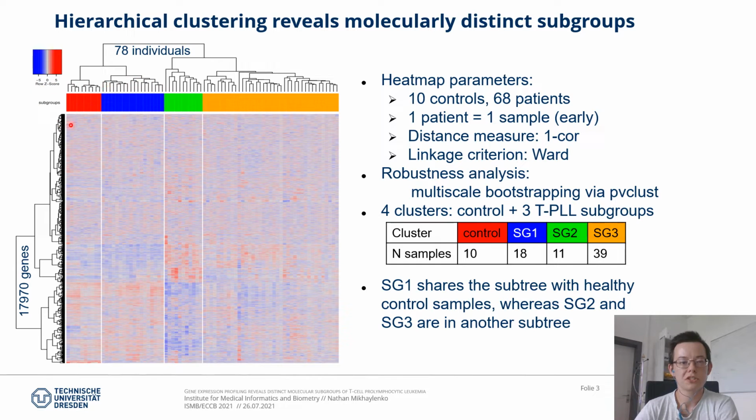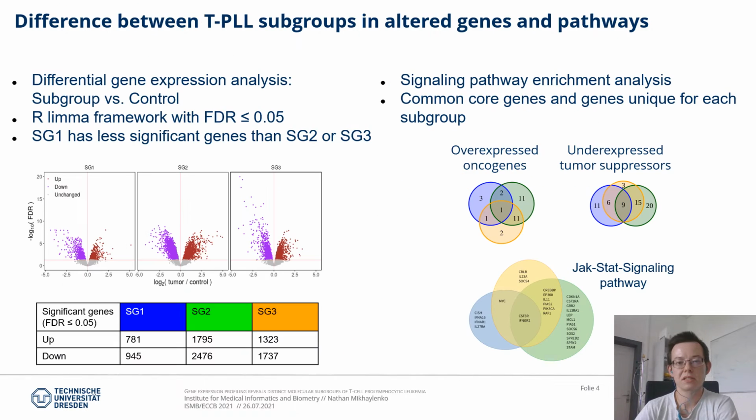All control samples were clustered together, here in red. Interestingly, one cancer subgroup, blue, shares a subtree with the control, whereas 2 other cancer subgroups were clustered separately. Further comparison of available survival time showed that, surprisingly, patients from the SG1 group, which is closer to the control, had worse survival than patients from the 2 other groups. Unfortunately, the number of available samples was not enough to draw a significant result. Nevertheless, this finding motivated us to look further into the difference between these T-PLL subgroups.